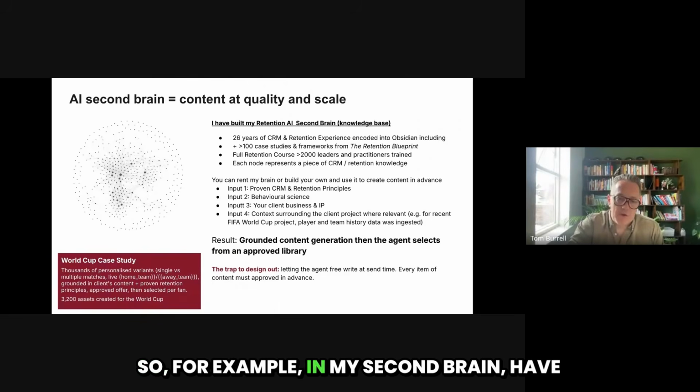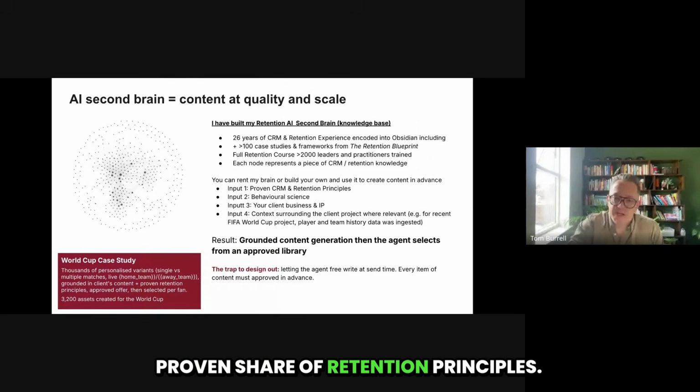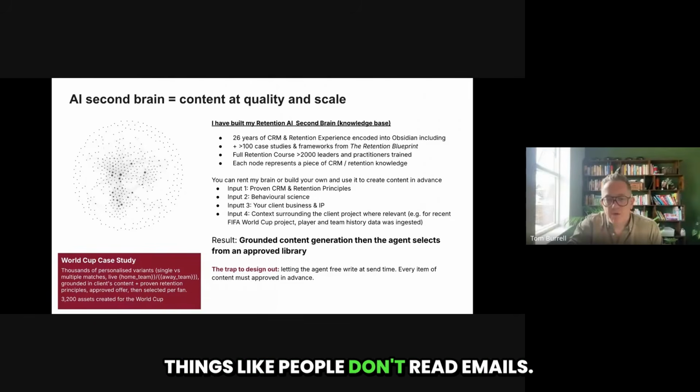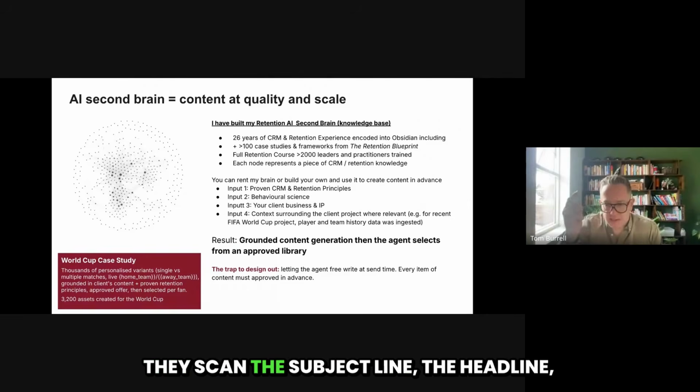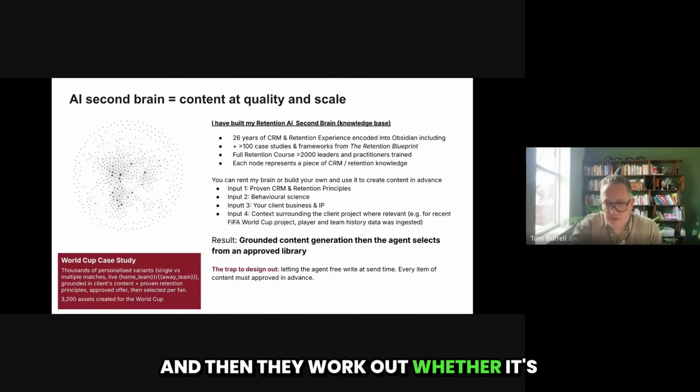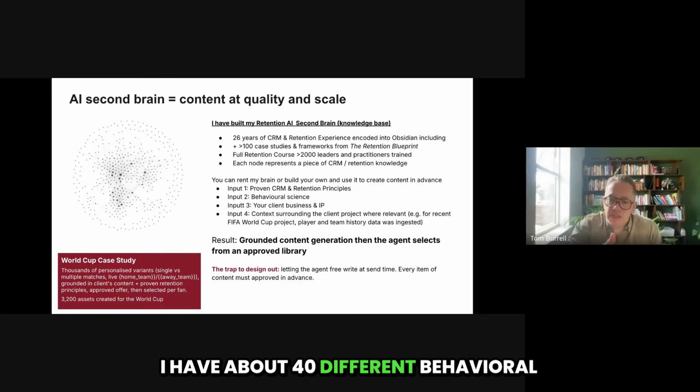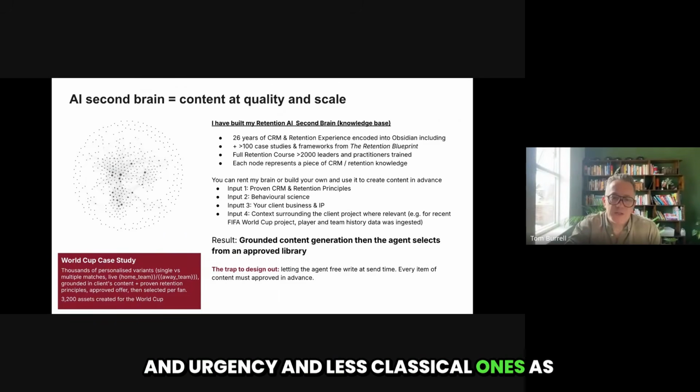So, for example, in my second brain, I have proven CRM and retention principles. Things like people don't read emails. They scan them. They scan the subject line, the headline, and then they work out whether it's relevant. And then proven behavioral science principles as well. I have about 40 different behavioral science principles, things like scarcity and urgency, and less classical ones as well.